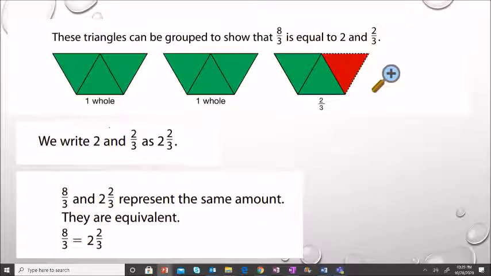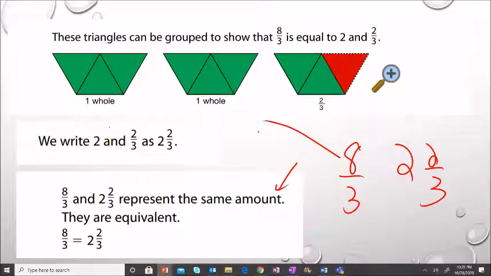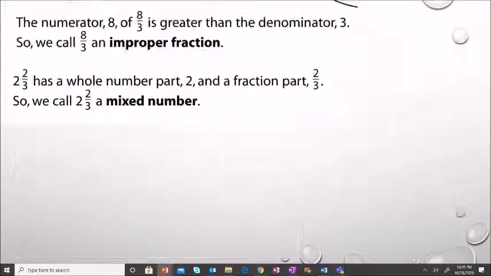So we write, okay, 2 and 2/3 as 2 and 2 over 3, all right? So 8 over 3 and 2 and 2 over 3 represent the same amount. Okay, so if we go 8 over 3, 2 and 2 over 3, as you can see, they represent the same thing. So they are equivalent. Okay, so the numerator 8 of 8 over 3 is greater than the denominator. Okay, so this is a great example of an improper fraction.